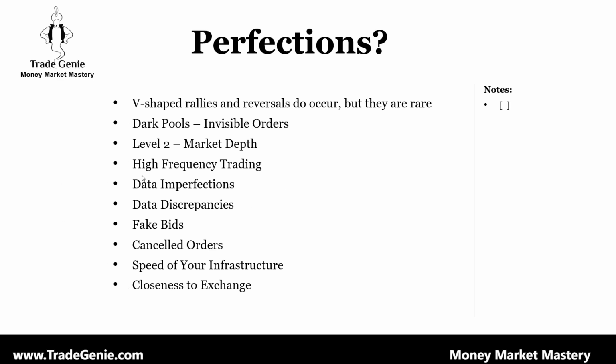There could be some V-shaped rallies and reversals, but they are rare. Sometimes V-shaped rallies occur at the intraday level, and then we get trapped on the other side. If that is happening, be aware of it. There are also dark pools.